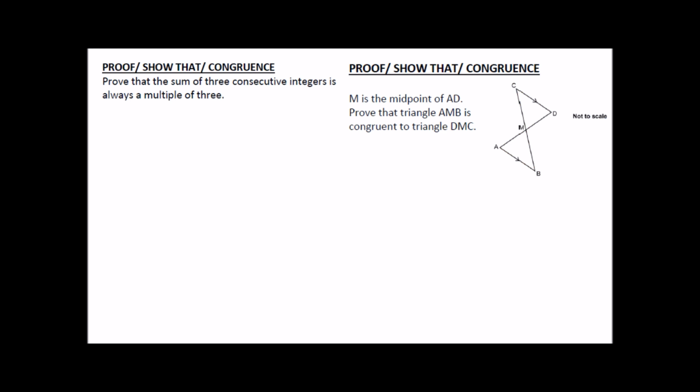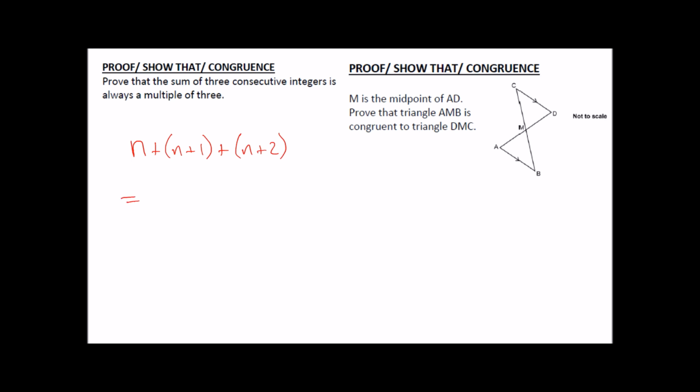So 3 consecutive integers. An integer is just a whole number, so I'm going to call the first one n. To be consecutive, the next one will have to be n plus 1, and to get the third one, that would have to be n plus 2. And it says we're finding the sum, so that's why I'm adding them. It may say find the product, that would mean multiply, etc.